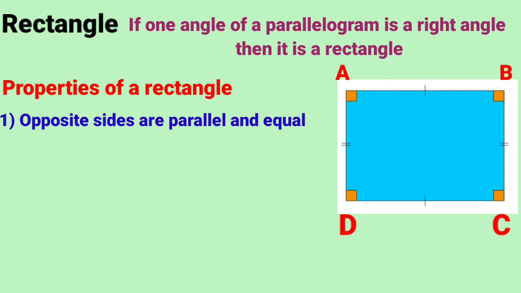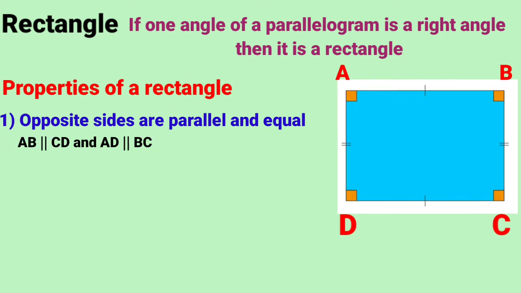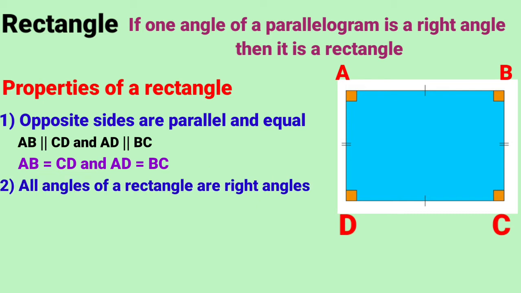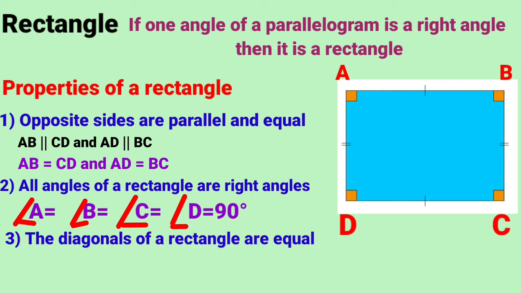So opposite sides AB is parallel to CD and AD is parallel to BC. And these sides are equal also. So AB is equal to CD and AD is equal to BC. Second, all the angles of a rectangle are right angles. So angle A, angle B, angle C, angle D all are of 90 degrees.